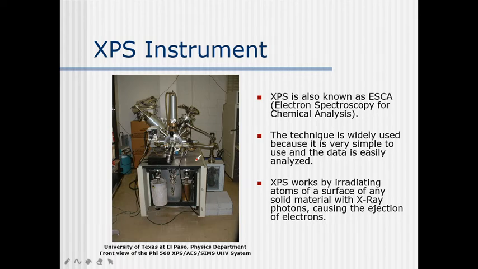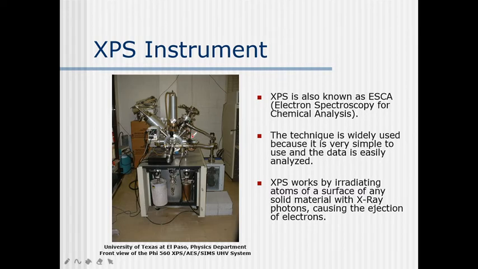Let us understand the XPS instrument. XPS is also known as electron spectroscopy for chemical analysis. Now this technique is widely used because it is very simple to use and the data is easily analyzed, because there is very little data and very little noise associated with it, and hence it can be easily handled by major systems.